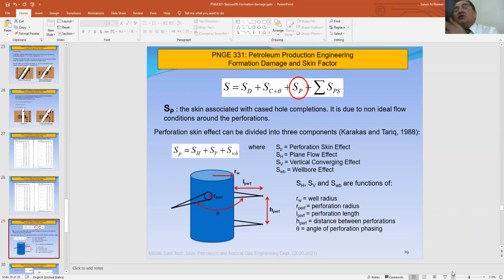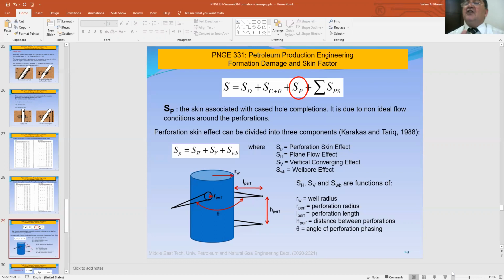So the damage caused by the perforation, or the skin factor resulting from the damage caused by the perforation, depends on your design for the perforation system. And this could depend on what? A lot of parameters. What are they? What will be your wellbore radius, one of them? What will be the radius of the perforation? What will be the length of the perforation?